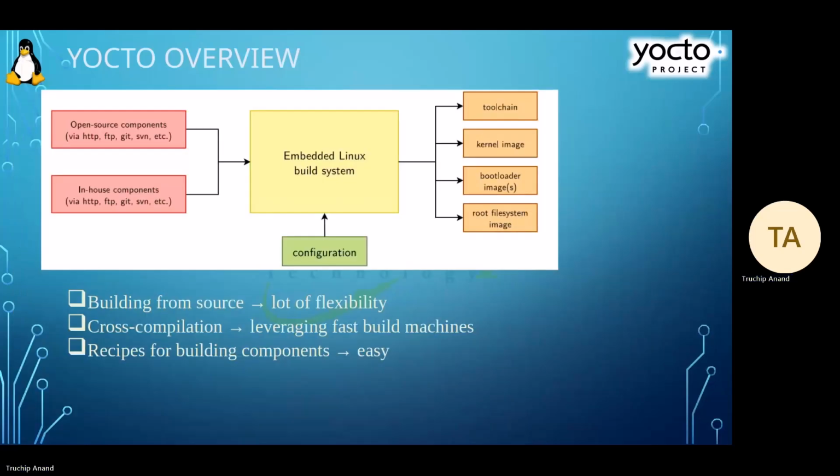Now, any build system will have the following things. Whenever we talk about building the final image for our embedded subsystems, we use many open source components and some in-house components also. These components can come from different sources. There will be the necessary configuration to configure those packages the way we want, and then they will be built. It ends up generating a toolchain, kernel image, bootloader image, and root file system image. All the necessary things required to run my target come as an output.